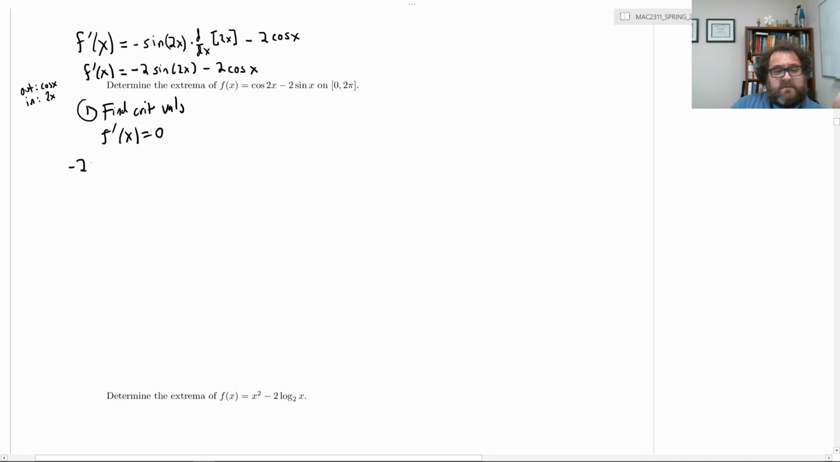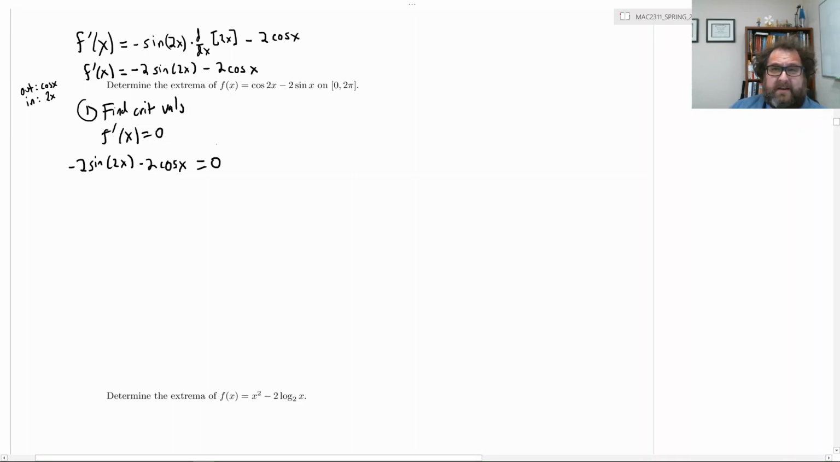So that's negative 2 sine 2x minus 2 cosine x equals 0. Now, here's the problem. When you're trying to solve a trig equation, you can't really do this by hand if you have different arguments. Like here we have 2x as the argument of the sine function, and x as the argument of the cosine function. You need them either both to be 2x or both to be x. And probably most people would prefer to make them both just an x.